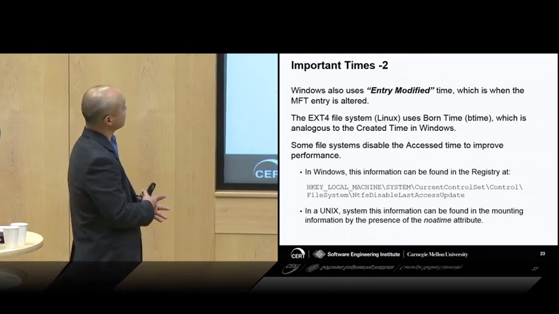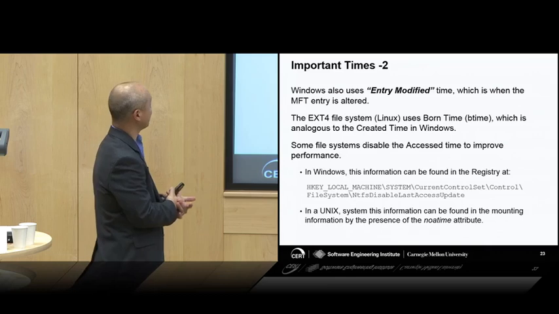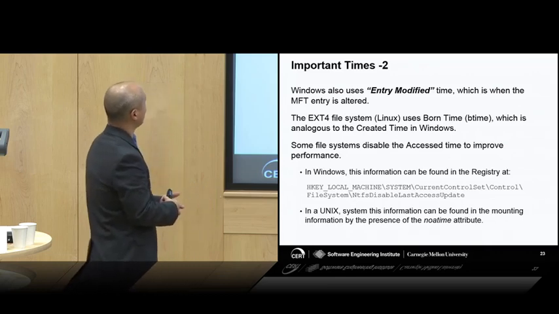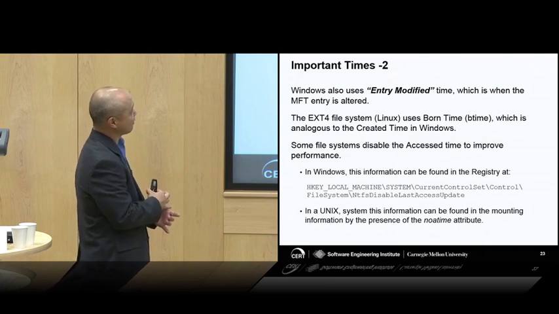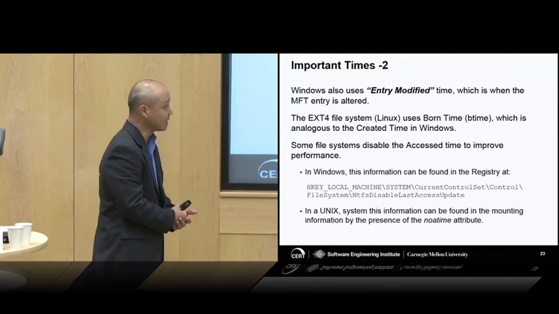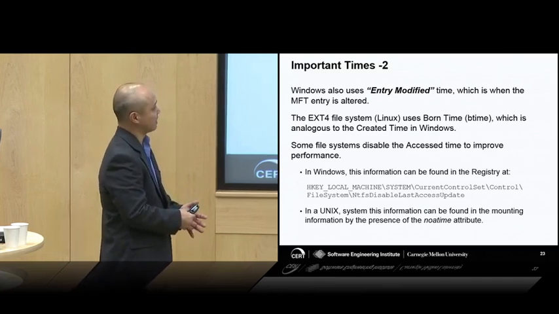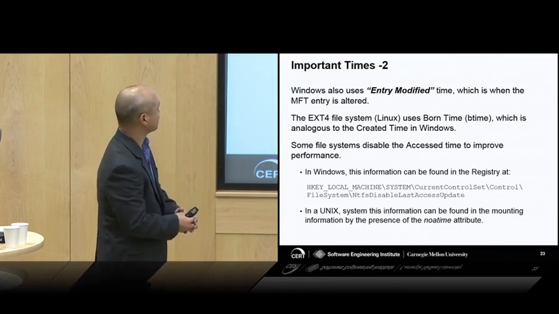All right. Windows also uses the entry modified time, which is when the master file table entry was altered. In ext4, which is the Linux base, they have something called btime, or born time, which is essentially analogous to the created time, which makes sense, right? When the file or whatever was born, kind of a birthday, I guess, huh?